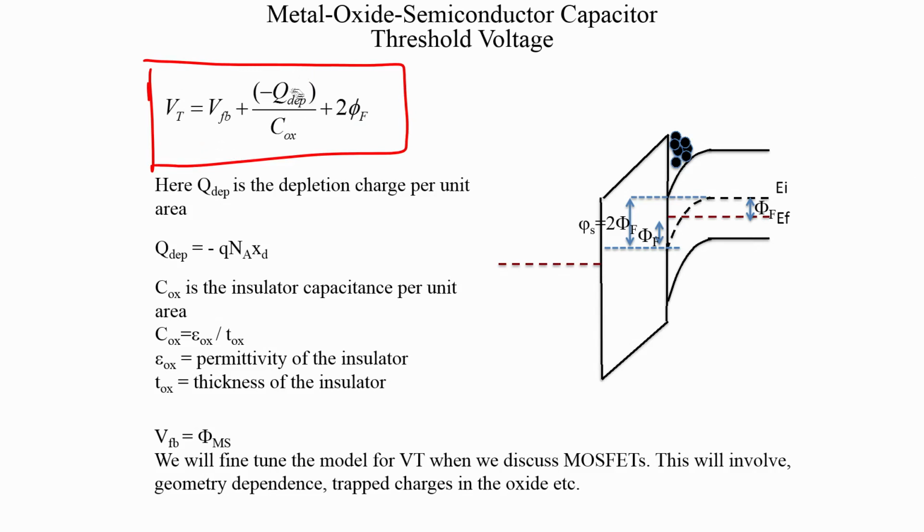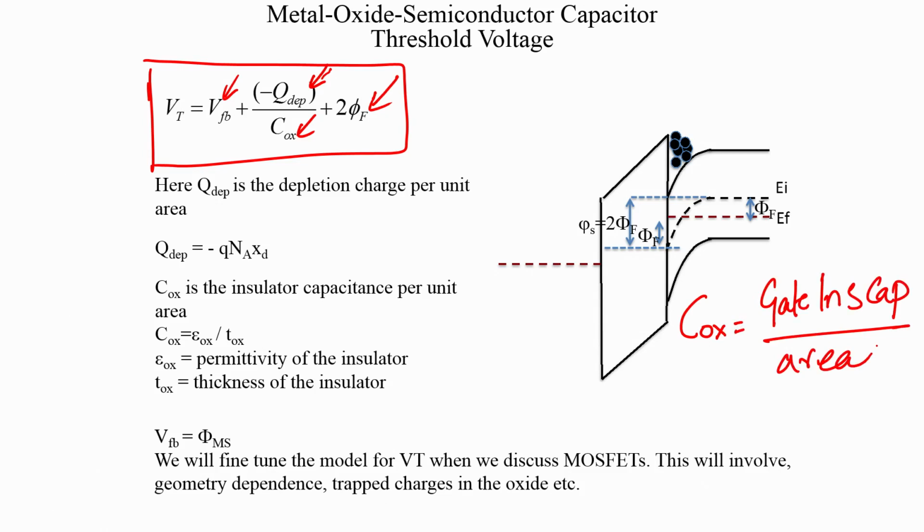Now, let us start getting into the details of these little terms here. So, what is Vfb, what is Q depletion, what is the Cox, what is phi f? Okay. So, what are these things? Cox is the gate insulator capacitance per unit area. So, it is not the total capacitance.